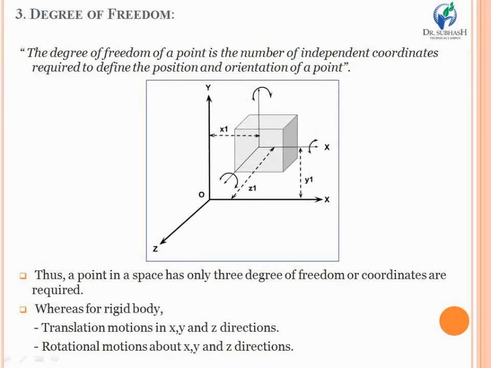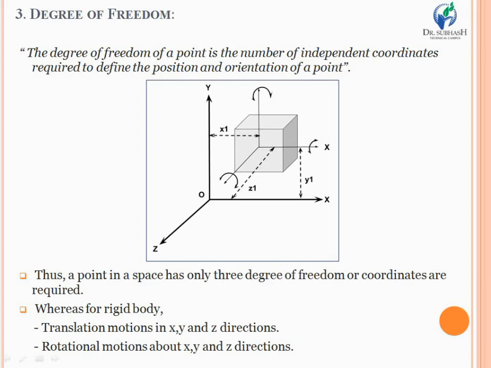And finally, the point number 3 that we are going to discuss is degree of freedom. Generally, the degree of freedom of a point is the number of independent coordinates required to define the position and orientation of the point. Look at the diagram. From the diagram you can easily understand there is a cube, and in order to identify any point on that cube you require at least 3 coordinates, x, y and z. So we can say that a point on the cube has 3 degrees of freedom.